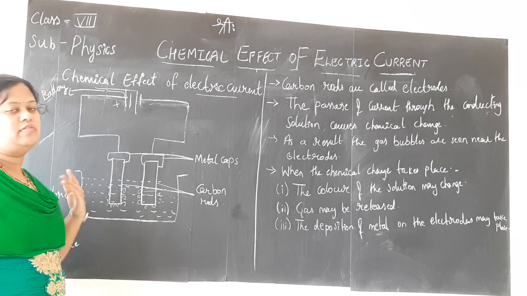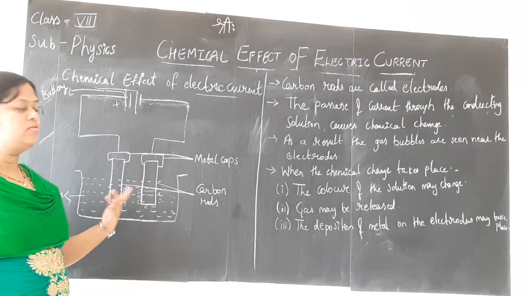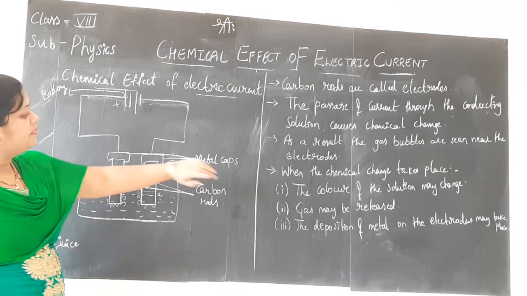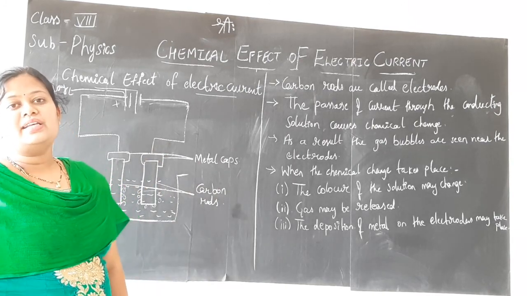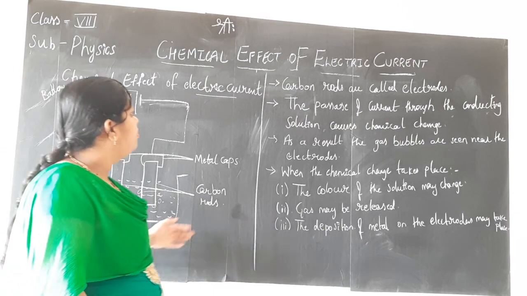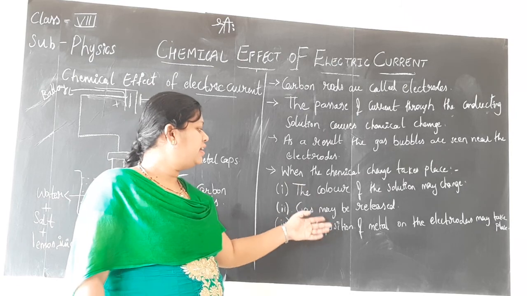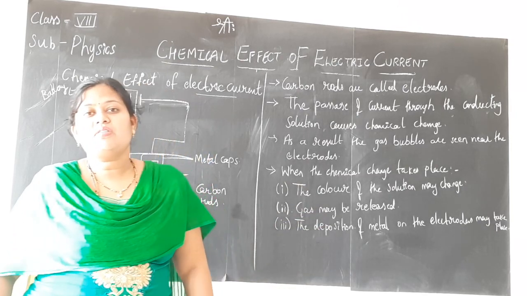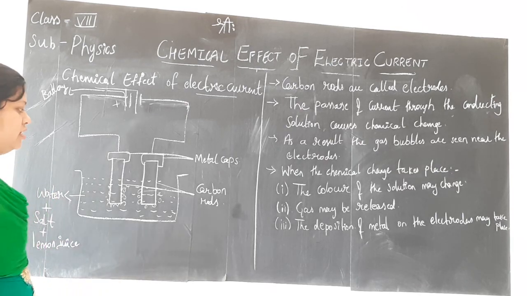It is not that you always have to keep carbon rods. In this particular experiment, carbon rods are used, but you can use iron nails as well. So deposition of metal takes place on the electrodes. These are the effects of this chemical change. So the chemical change may result in any of these three conditions. This process is called the chemical effect of electric current. There is one more small activity given in your textbook, children.